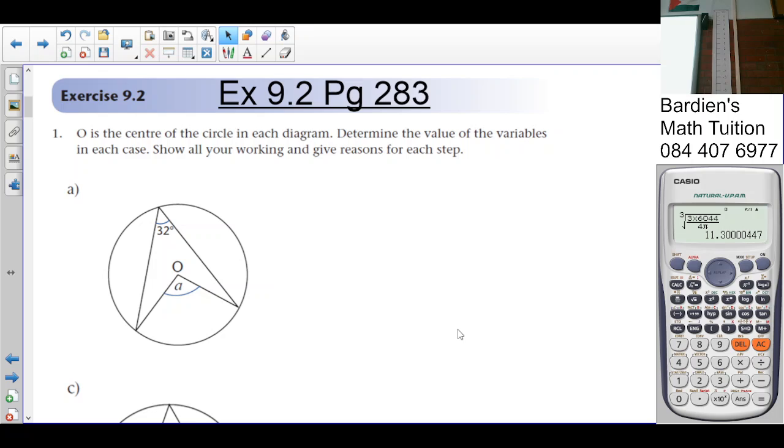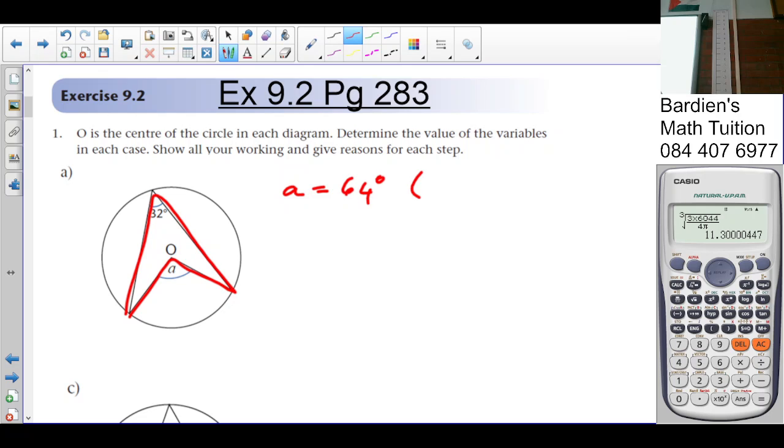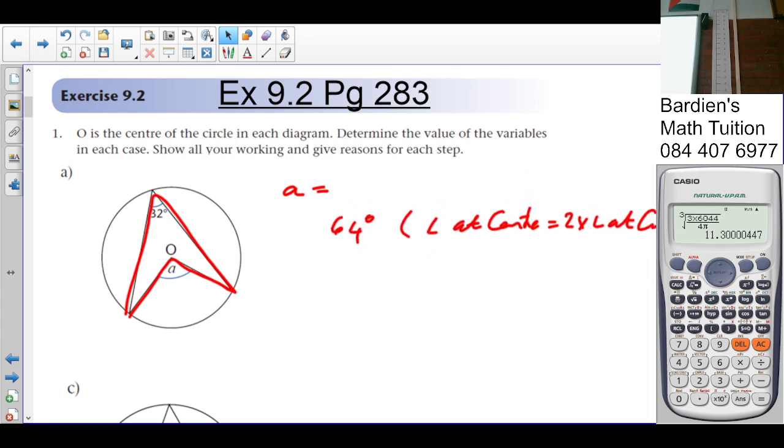So in 9.2, 1a, what is a equal to? As you can see, angle at center is twice angle at circumference. So a is going to be 64 degrees. Why? Angle at center equals 2 times angle at circumference. Do you all agree with that? Okay, let's go to the next one.